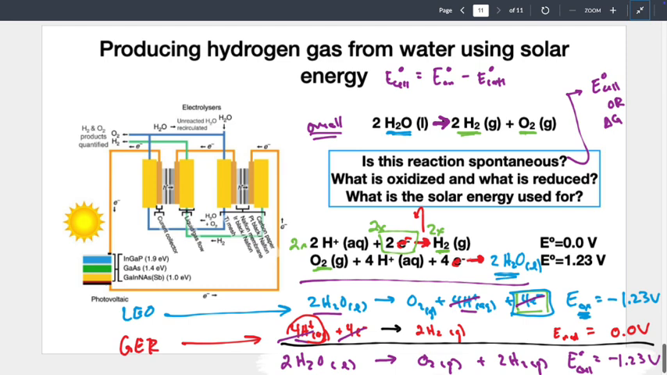What's the solar energy used for? It's to actually force that chemical reaction to happen. Okay? Because it's a non-spontaneous reaction. To make it happen, I need the energy to force the water to split.